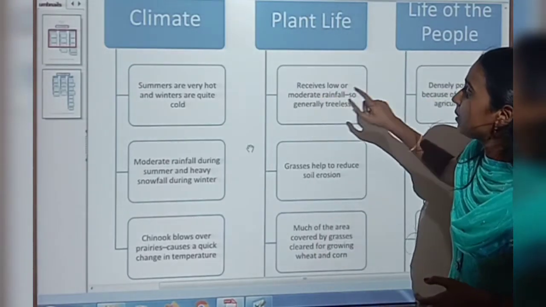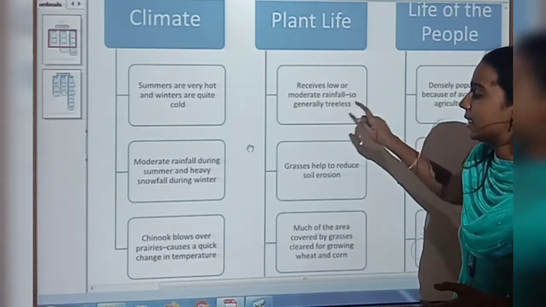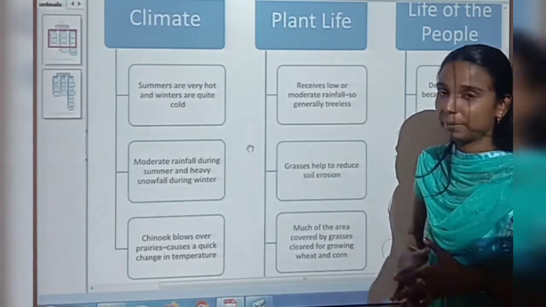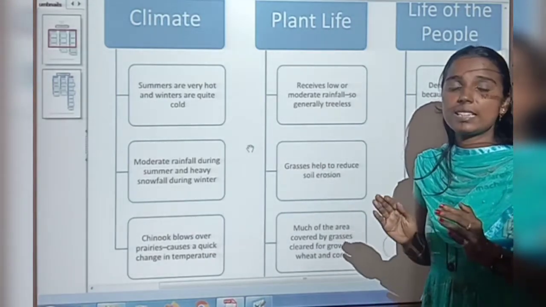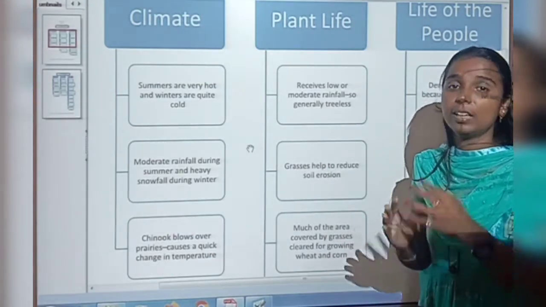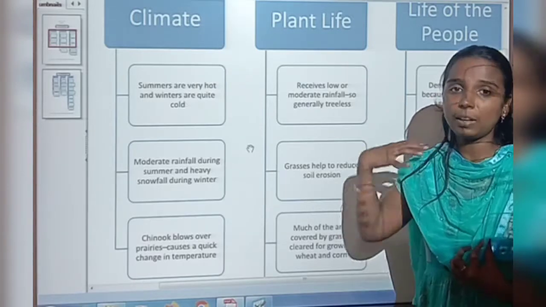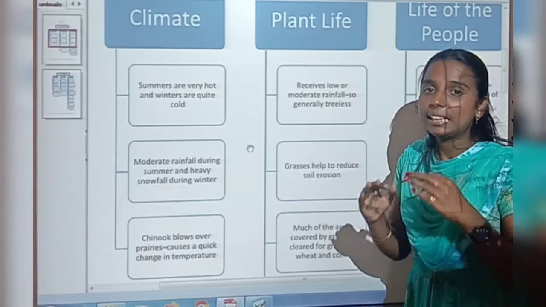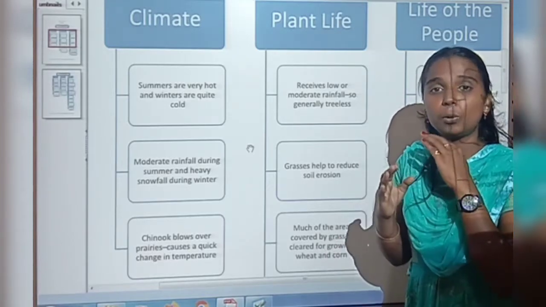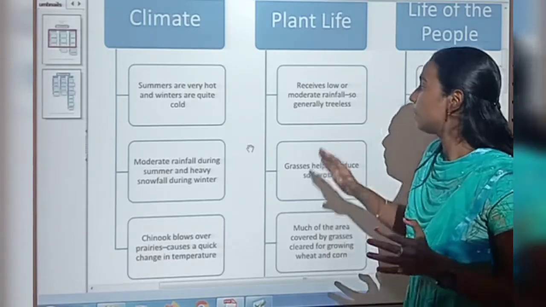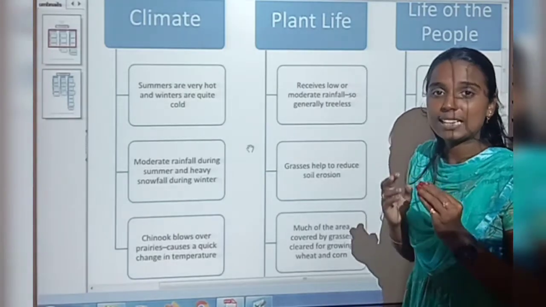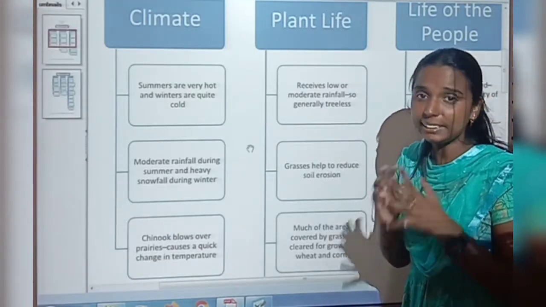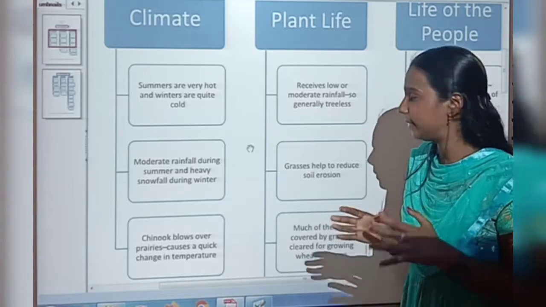See, it receives low or moderate rainfall. So generally treeless. We have seen in the climate, right? So this temperate zone is receiving only a moderate rainfall. So as it is receiving only moderate rainfall, tall trees cannot grow here. Okay, that's why in the temperate zone there are more grasslands, right? These grasslands are generally treeless. Okay, we cannot see tall trees here.